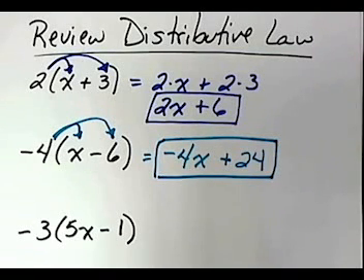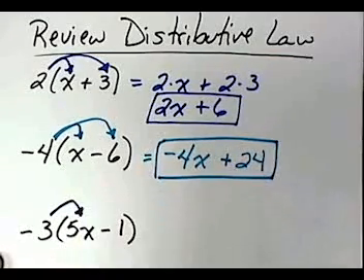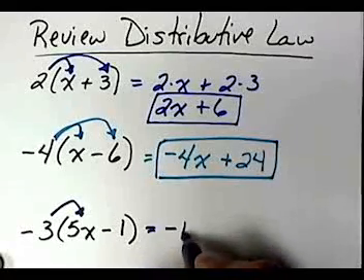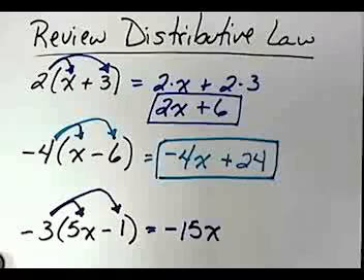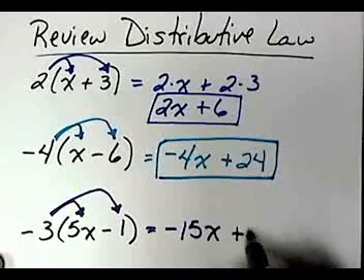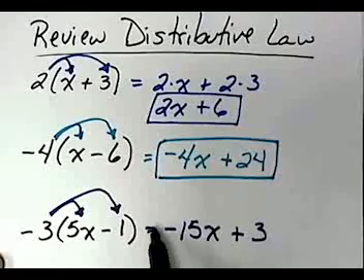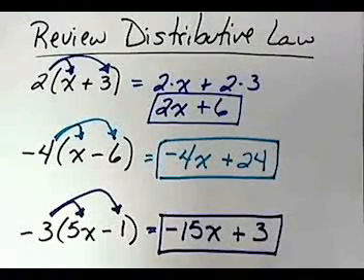Well, that seems pretty easy. Negative 3 times 5x, negative 15x, negative 3 times a negative 1 is a positive 3. Once again, the first term has an x and the second one does not, so those are not like terms. I cannot go any further, and that's okay.